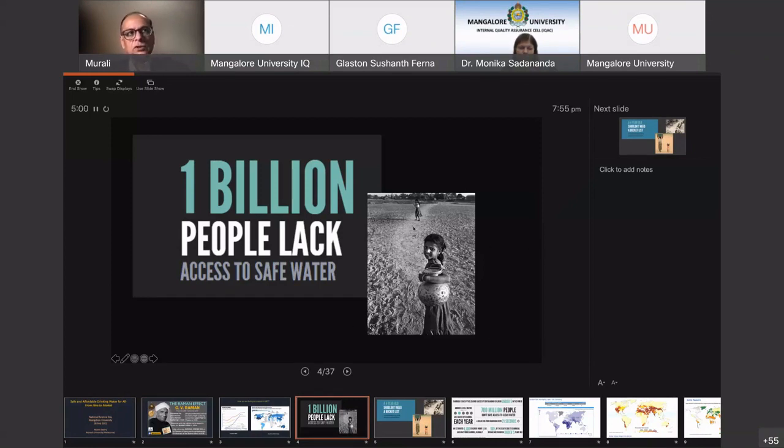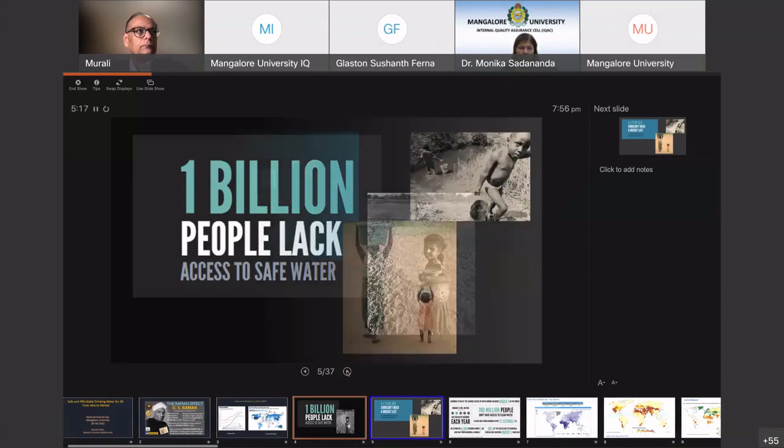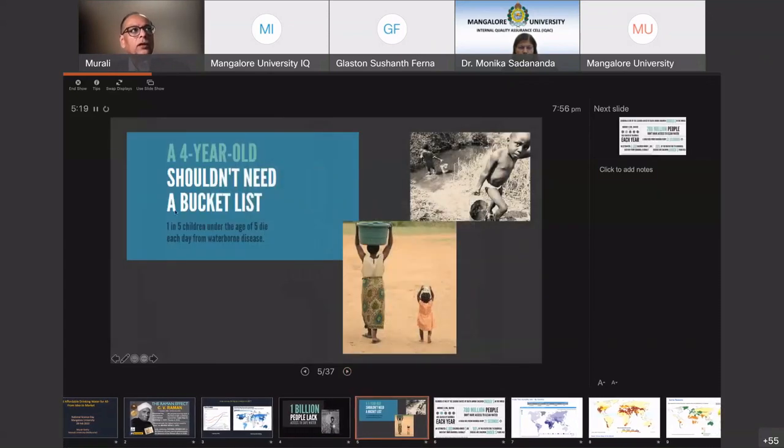So these are the kinds of pictures that we will see in India, in the interior parts of the country where you don't have piped water, where you don't have community-level treatment systems. We have young children, usually female children, traveling long distances to fetch water. A 4-year-old shouldn't need a bucket list. So if you look at these stats, 1 in 5 children under the age of 5 dies each day from a waterborne disease.